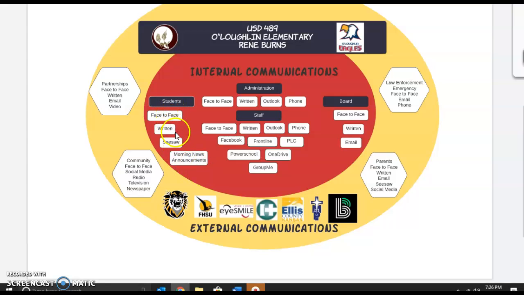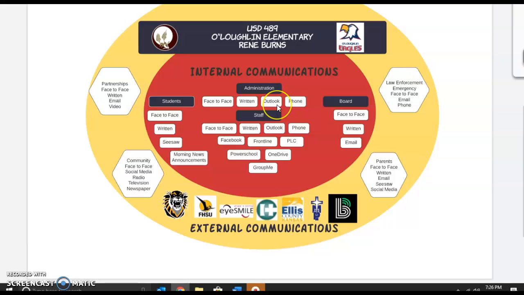So going into the internal communications, I'll start with students. The majority of our communication, student to student, administrator to student, staff to student, is face-to-face. There is some written form, and then there's also the digital form for Seesaw. It's a digital portfolio, and a lot of our communication, especially with remote learning, is through Seesaw. And then we also have a video morning news segment that goes out daily, and that is communication through internal communication there.